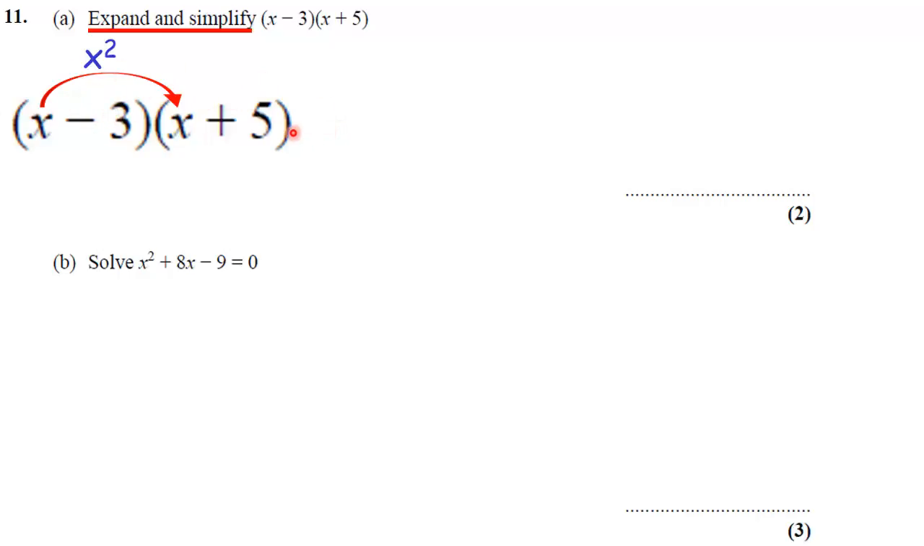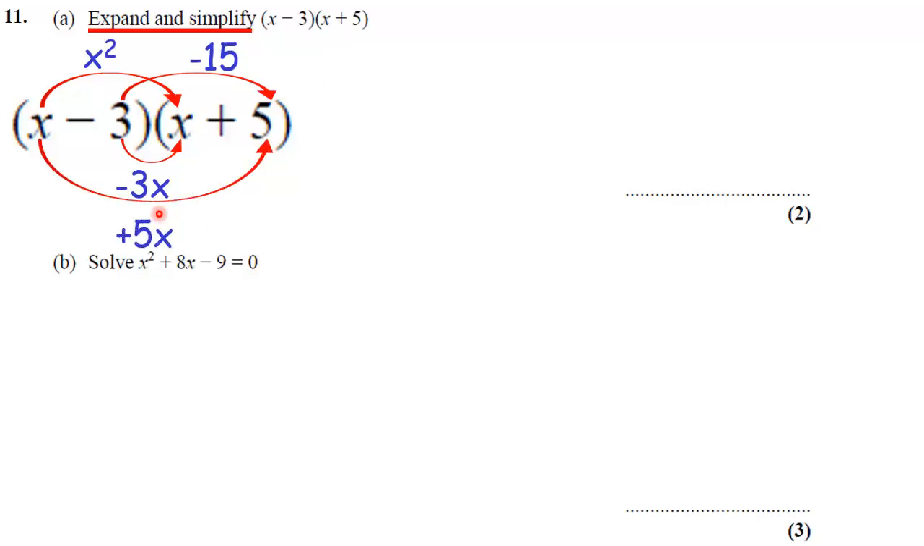Minus 3 times plus 5, so 3 times 5 is 15, and one's minus, one's plus, so it's minus 15. And then I'm going to look at this pairing in the center. Minus 3 times x is minus 3x, and x times 5 is positive 5x, right? So I've worked this out.